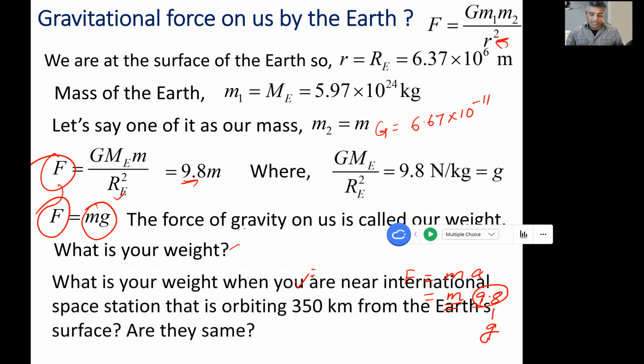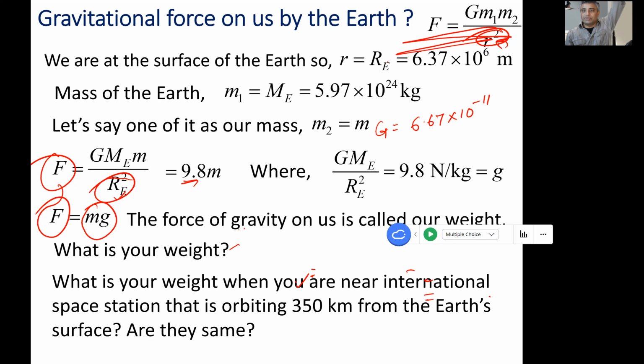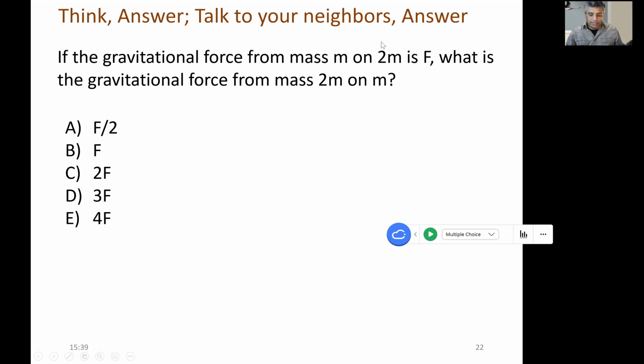So your weight is just m times g, but it depends on this r, r being the radius of the Earth when we are at the Earth. But once we go above the Earth, what happens? The distance between us and the Earth is not equal to the radius of the Earth. So the value of r increases, which means the value of g decreases. So g is not fixed. It changes with height, okay? I think that's what I talk about here.